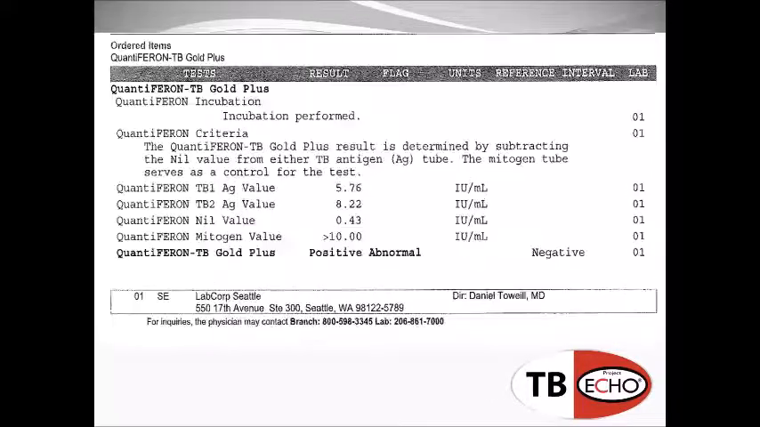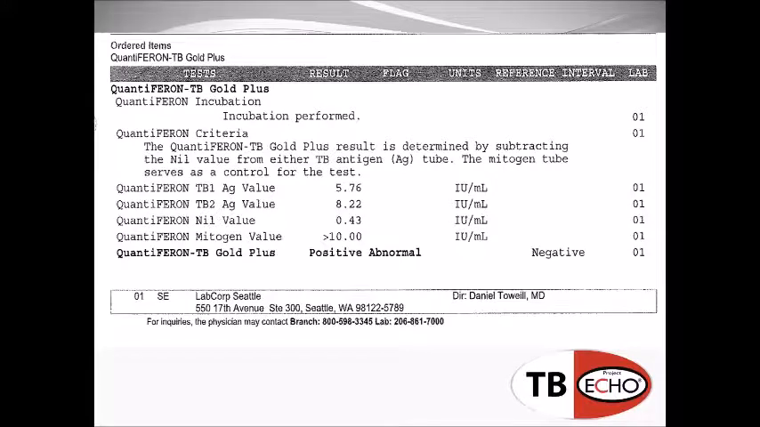In the next example, flip the slide. The TB1 antigen is 5.76, the TB2 is 8.22, the nil is 0.43, so it's under 8.0, so that's a good result. Mitogen is over 10, so that's a good result as well because it's over 0.5. So when you take the TB1 minus the nil, it's over 0.35. TB2 minus the nil is over 0.35, and so that is considered a positive result.